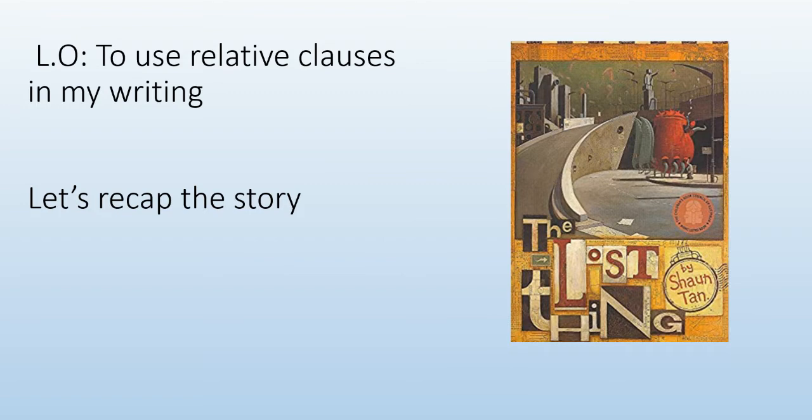So in the story, Sean finds the lost thing, a strange object, and he doesn't know where it belongs. He eventually gets a card to a place where there seems to be all kinds of lost things or strange objects or creatures, and he leaves the lost thing there. Reminder that there's also a link to this story on YouTube if you'd like to see it or read it again.